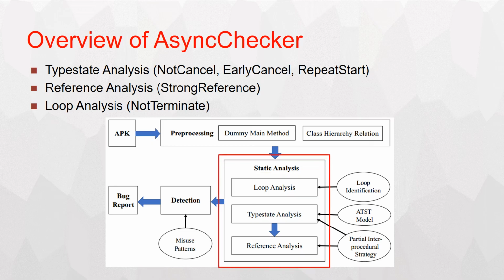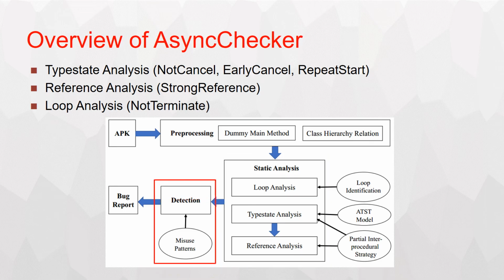During the analysis phase, we perform type state analysis, reference analysis, and loop analysis to collect the information about async task. At last, any detected misuse will be recorded in bug reports. Before I introduce the analysis phase, I want to talk about the partial interprocedural strategy, which is used during type state analysis and reference analysis.